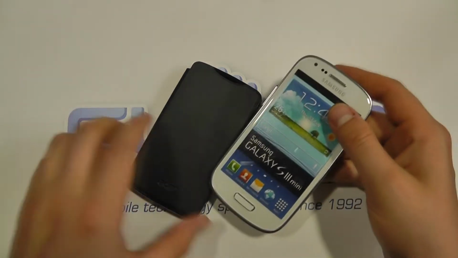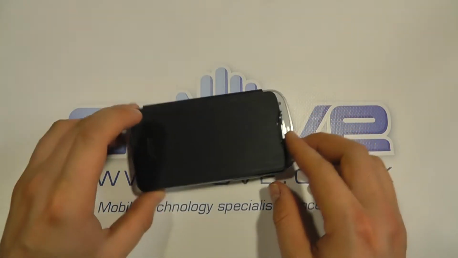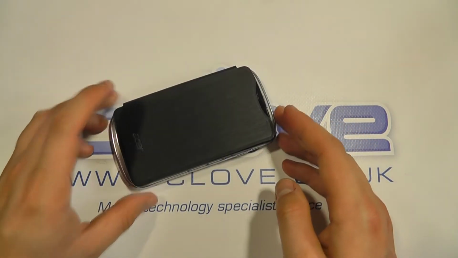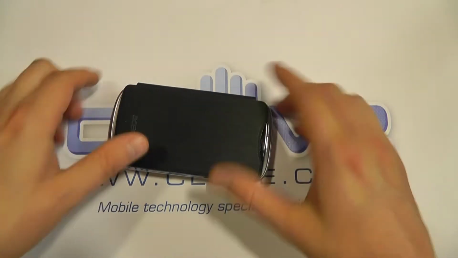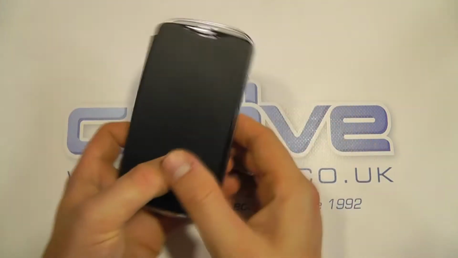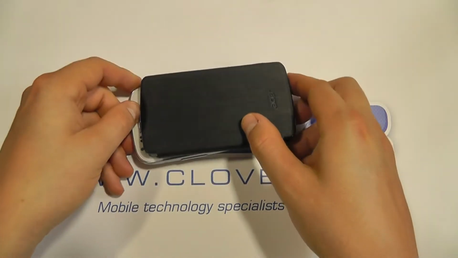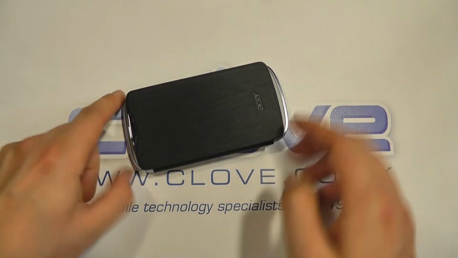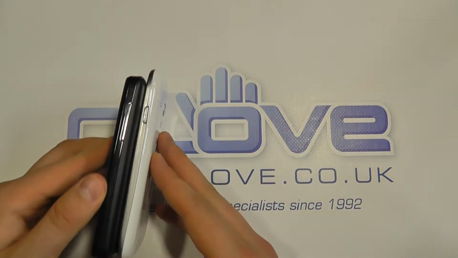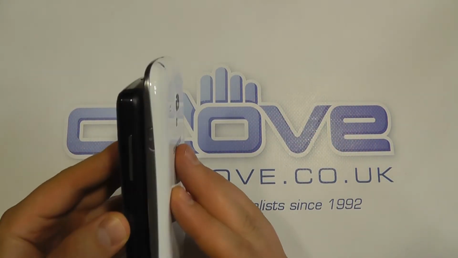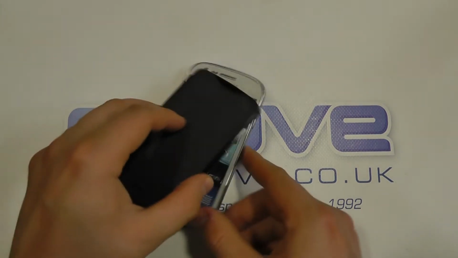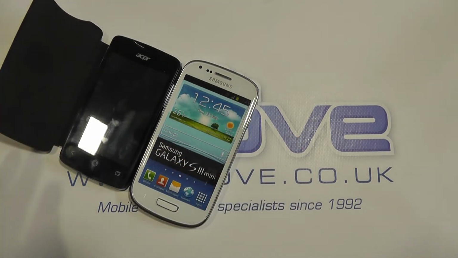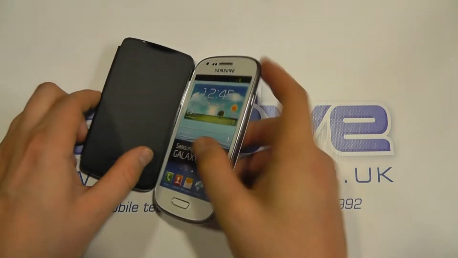You've got the Samsung Galaxy S3 Mini, so quite a popular little device and maybe one that you're considering against the Acer. So you can see that the width is actually very close again between the two devices. The S3 Mini is the longer of the two. You can see the curvature at both ends here. Thickness wise, not a massive deal in it, but the Acer is the thicker of the two devices when you consider that cover included on it as well. So there's the S3 Mini.